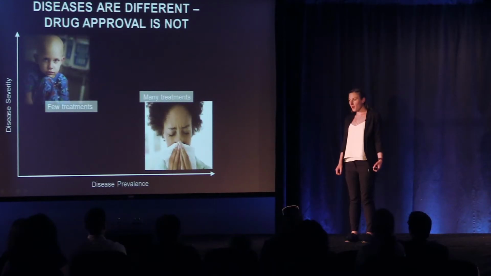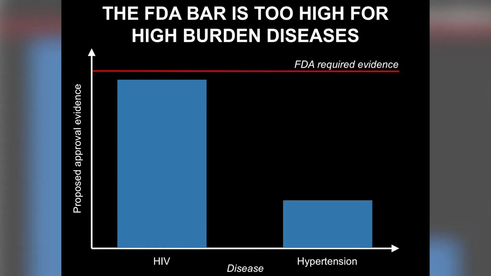Well, in my research, we develop a mathematical model that incorporates these differences, and we use optimization methods to quantify the amount of evidence needed for each disease. We applied our model to two high burden diseases, HIV and hypertension, or high blood pressure. This is what we found. The height of the blue bars is the optimal amount of evidence for these diseases, according to our model, and the height of the red bar is how much is currently required by the FDA.